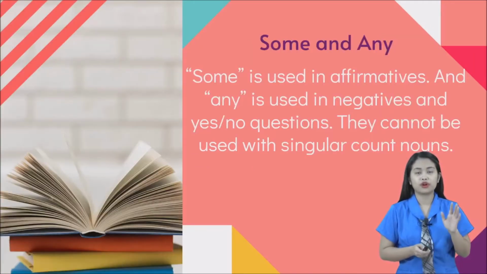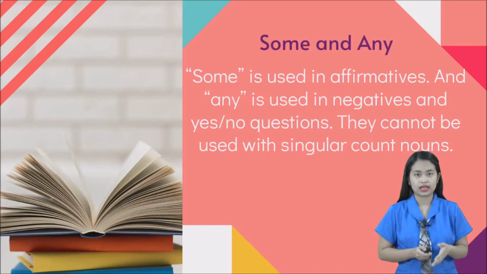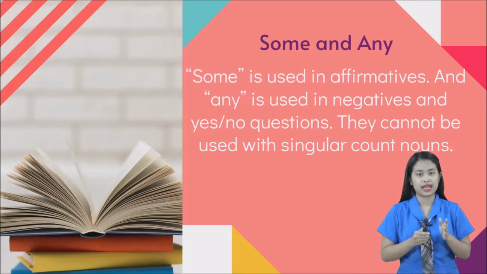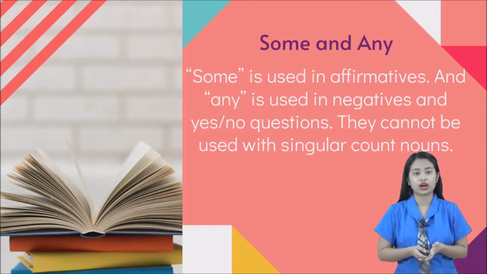Next, let us talk about some and any. How are we going to use them? Some is used in affirmatives and any is used in negatives. Do you still remember our lesson on affirmatives and negatives? When we say affirmative, it is positive, it is always saying yes. While the negative is the contradiction of it, it includes the word not in the sentence. Some and any cannot be used with singular count nouns.